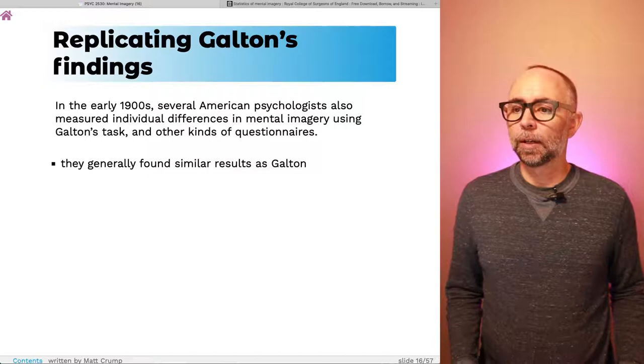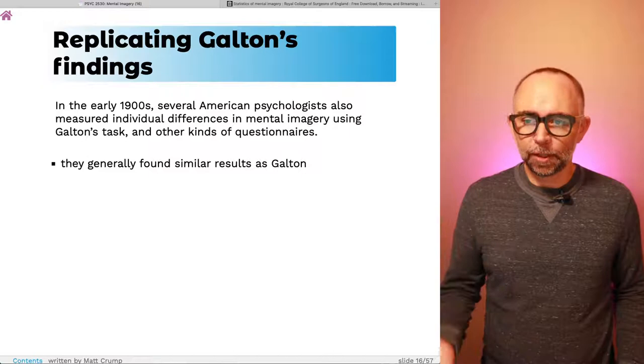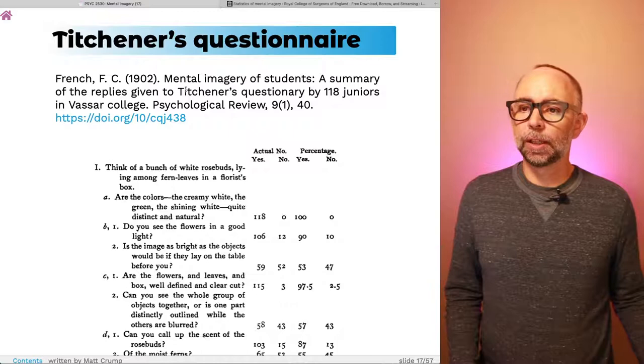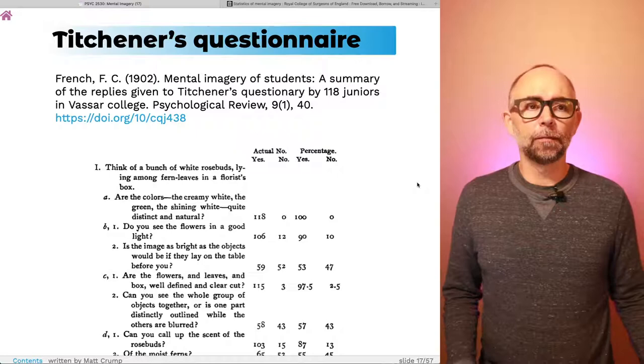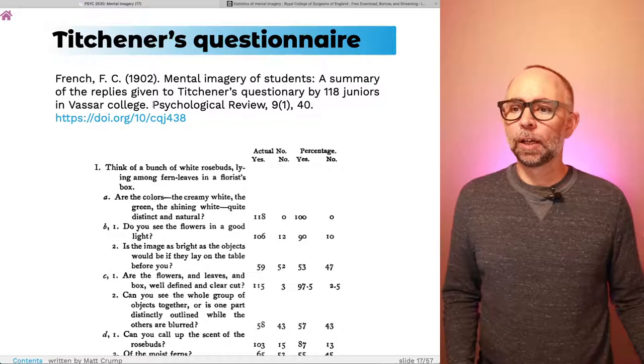And I'll say that in general, they did find similar results as what Galton found. And here's one from French in 1902. This is a study of mental imagery of students, a summary of the replies given to Titchener's questionnaire by 118 juniors in Vassar College. That's the name of the paper where this research was reported. You could go read it. It's in the journal Psychological Review, published in 1902.